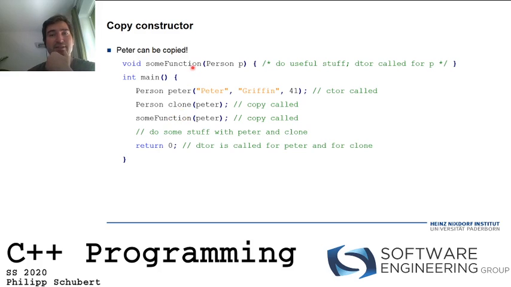And also if we call a function which receives a variable of type person as a value, so not a reference, not a pointer, but as a value, as you can see here, then also the copy constructor would be called, and is called essentially. Then you can do some stuff, of course, and at the very end of the main function, the destructor for Peter and clone variable is called. And of course, at the end of some function which we have called here in between, the destructor for the variable P would be called when this function here returns.